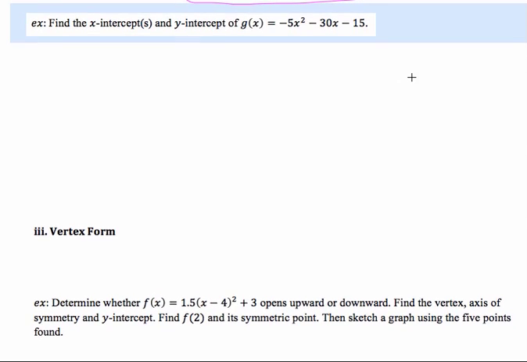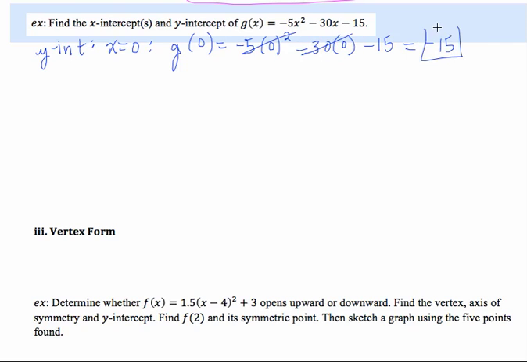So say you want to find the x and y intercepts of this one. Well, it's the same process. To find the y-intercept, you set x equal to 0. So we're going to find g of 0. Actually, when this is in standard form, it's really straightforward because the negative 5 times 0 squared term is going to be 0. Negative 30 times 0 is 0. So you just get negative 15.